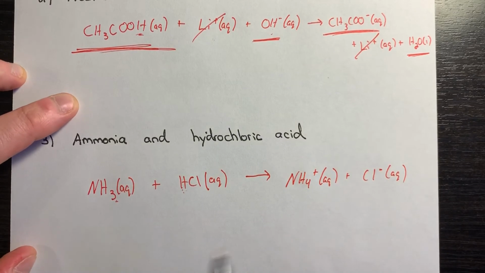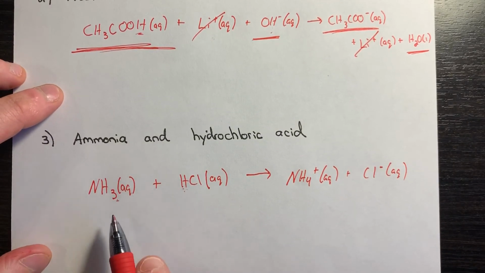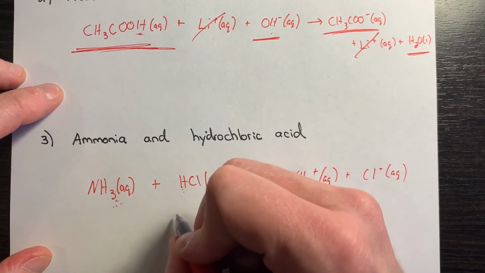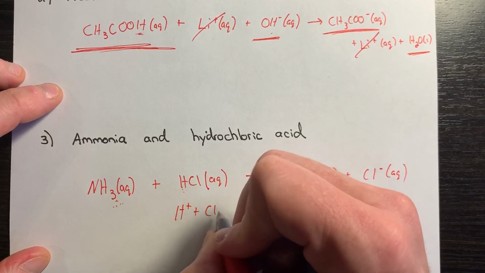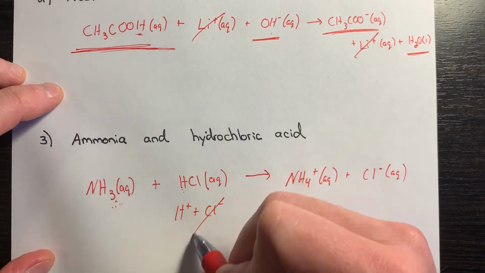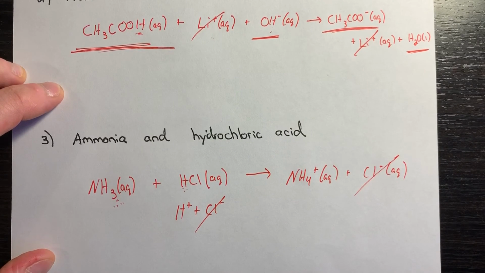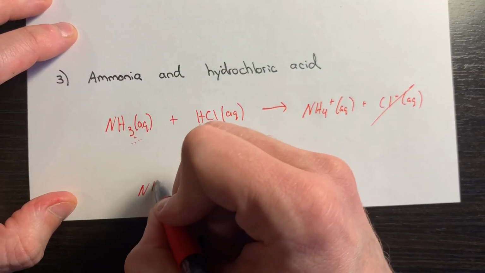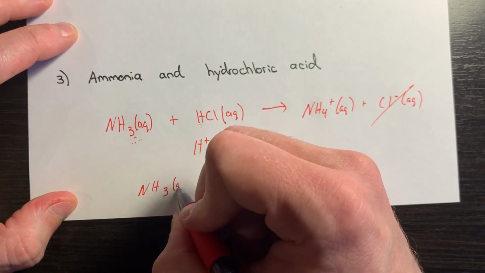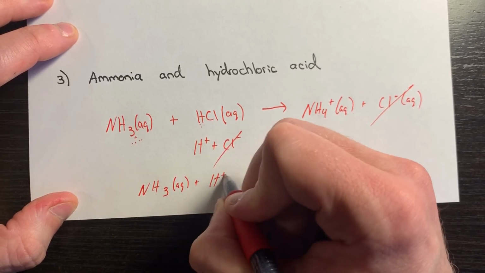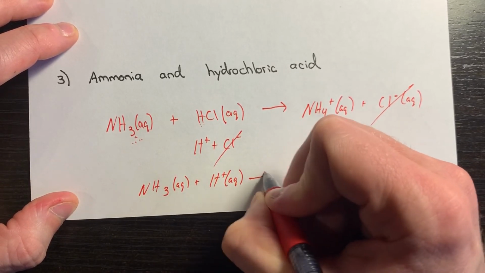You might be wondering, is this our net ionic? Not quite. HCl is a strong acid, so it can be separated out into the H plus and the Cl minus. Therefore, the Cl minuses will cancel. So my overall net ionic equation should just be NH3, again aqueous, plus the free proton, aqueous.